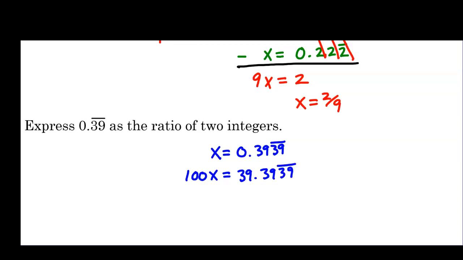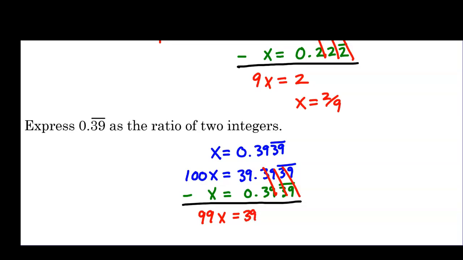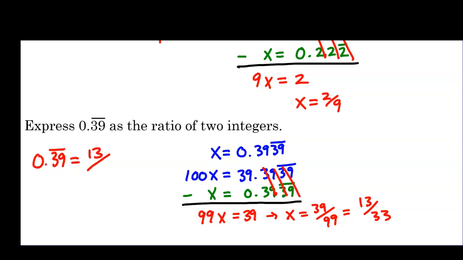39.3939 repeating. Then we can subtract the x equation from the 100x equation, being sure to line everything up carefully. On the right side of the decimal place, all the 39's simplify or cancel. So we get 99x = 39, which is x = 39/99, which can reduce to 13/33. So that means 0.39 repeating equals 13/33.